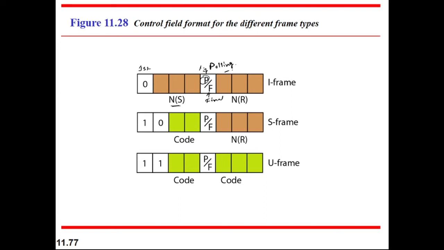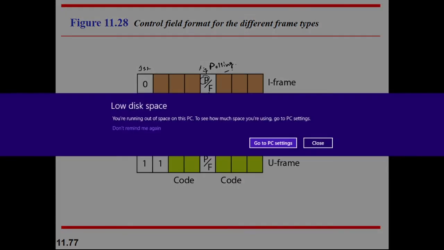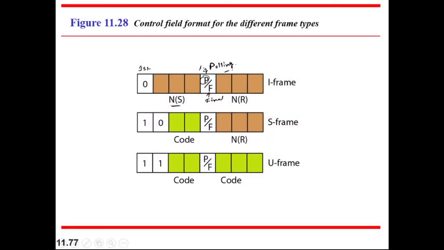Okay, so this field is a single bit field, and it can be used for two different purposes. Final means that the frame is actually sent from the sender to the receiver, and the frames are passing through the media and are received by the receiver. So these are the things. This P or F field is also a single bit field.